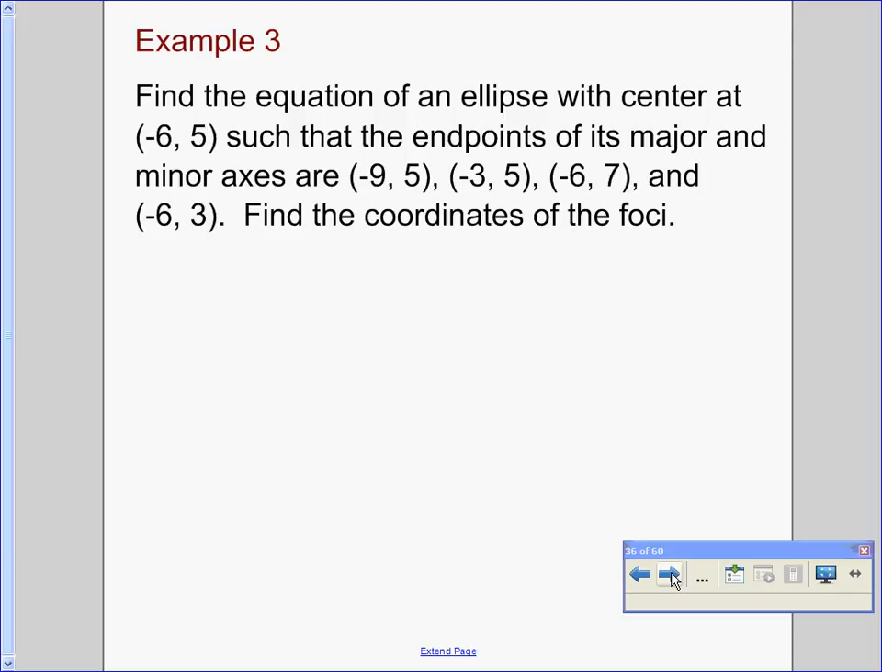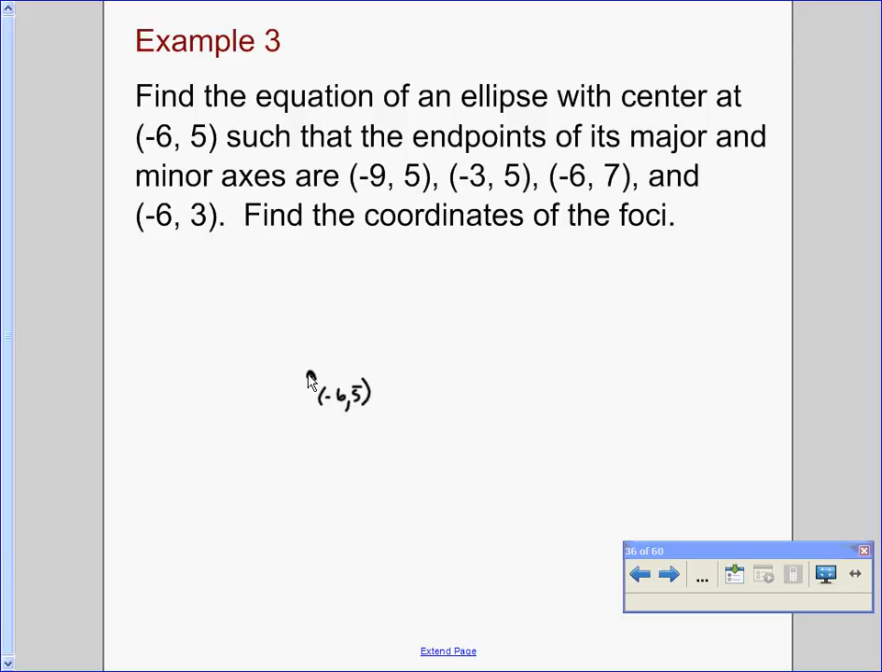All right, and here's our third example. On this third example, we're going to find the equation of an ellipse with the center at negative 6, 5. The endpoints of its major and minor axes are given, and we're going to find the coordinates of the foci. Let's label the center at the point negative 6, 5. It doesn't tell which endpoints are major and minor, but we should be able to figure this out.